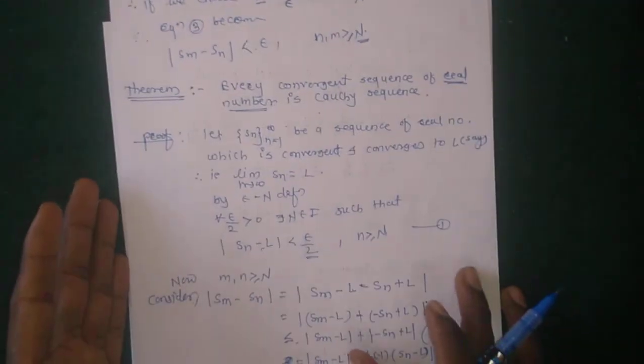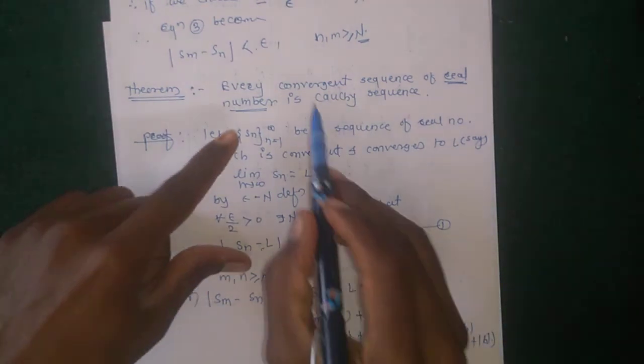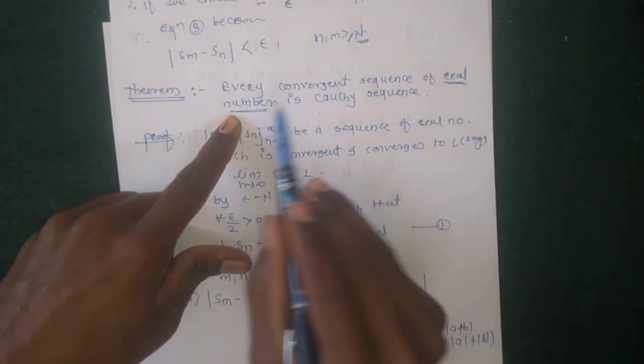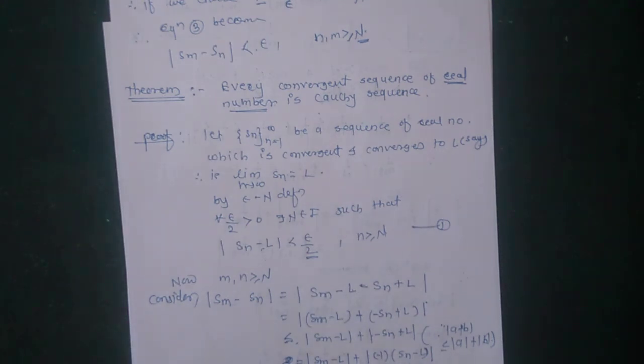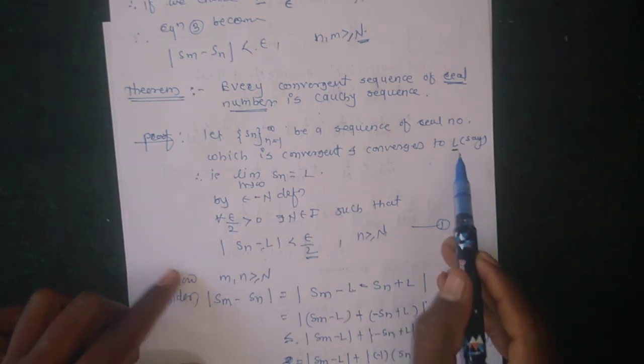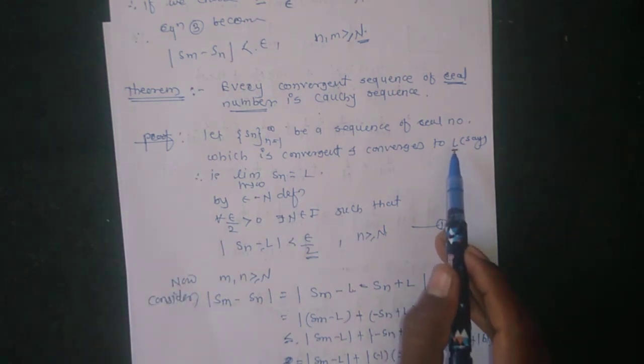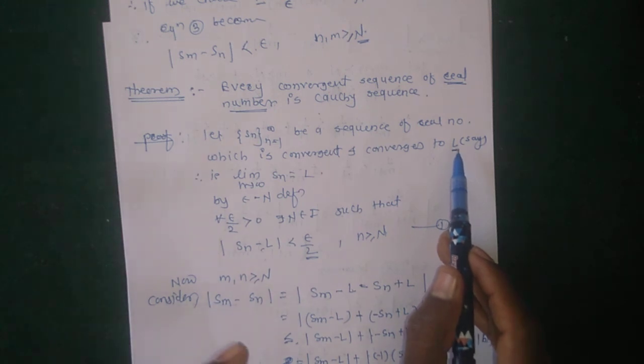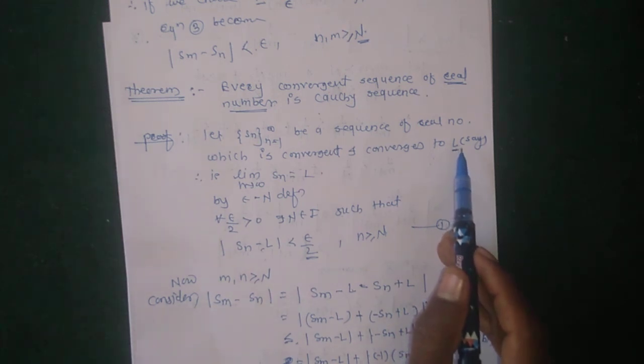How do we prove this theorem? Firstly, given that every convergent sequence of real numbers, Sn, consider Sn is any sequence of real numbers which is convergent, which implies that it has a limit L. Suppose that it has limit L. The given sequence is convergent and has limit L, then we satisfy the epsilon-N definition.